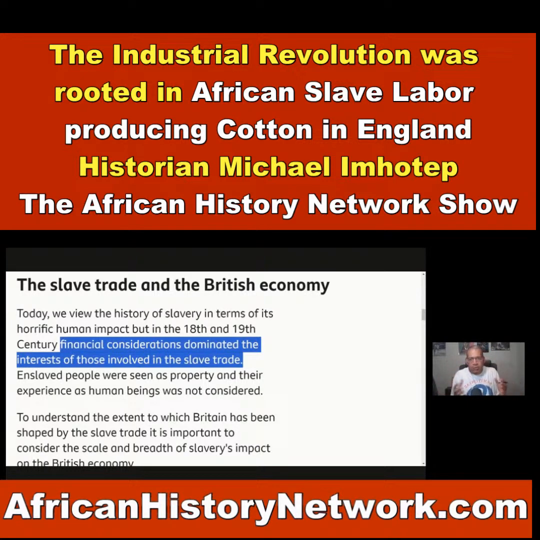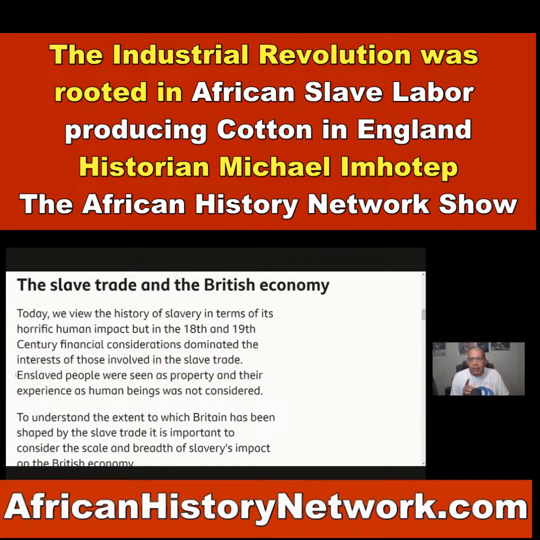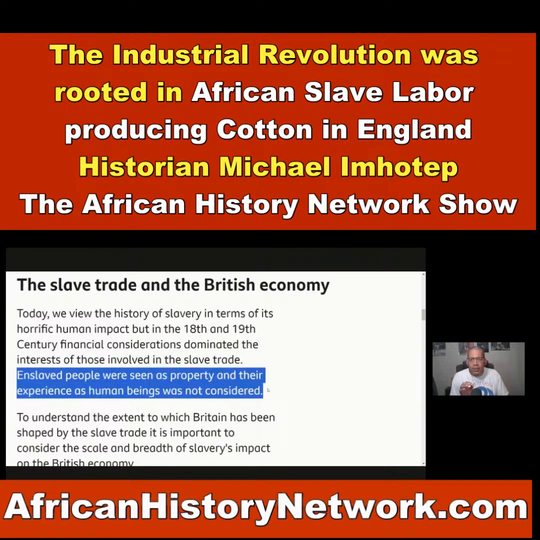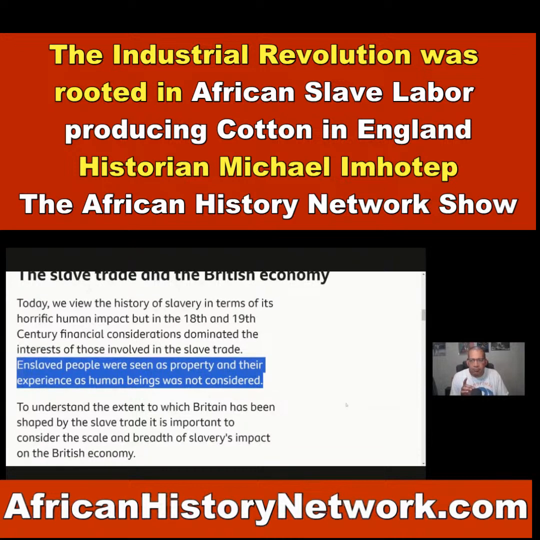It was all about the pounds. It was all about money. They didn't care about the humanity because they didn't think African people were human in the first place. Enslaved African people were seen as property, and their experience as human beings was not considered.